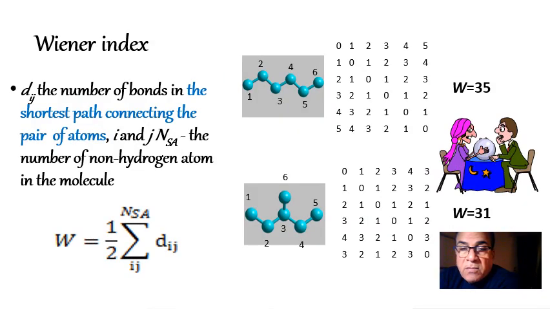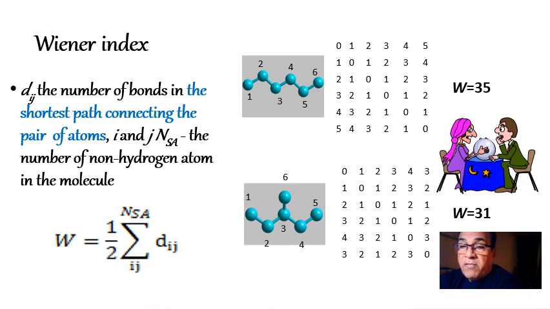Wiener index is defined as the shortest path connecting a pair of atoms. Suppose we have two structures, two analogs, one straight chain and the other branched chain. We can differentiate them using the Wiener index, which gives two different values.